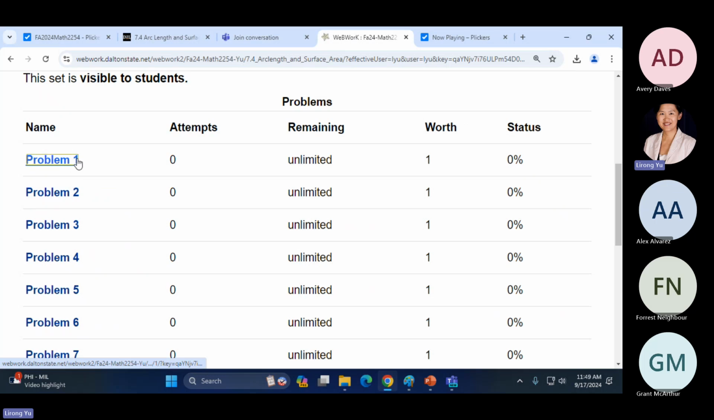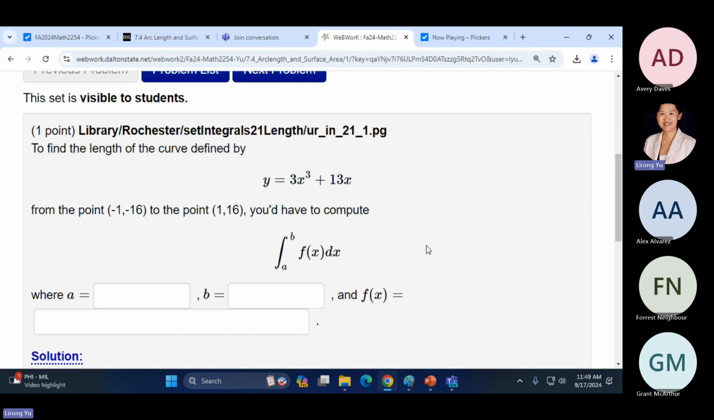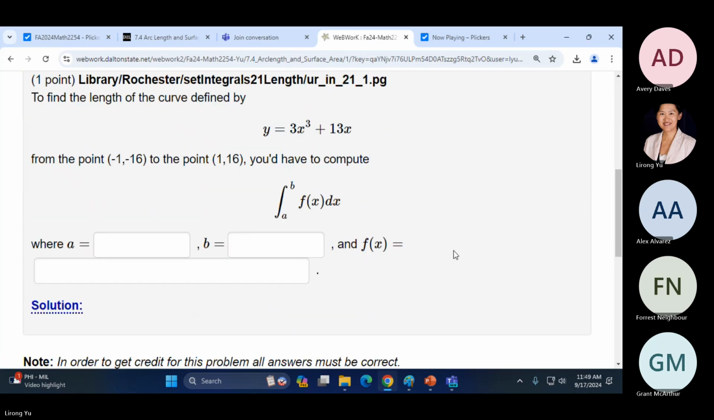Most of the questions are calculations of distance along the curve. The last two are surface area. I feel like there are a lot of arc lengths, and only two of the surface area, maybe because, like what we see, surface area can be very time consuming. All right, these are the first few questions.